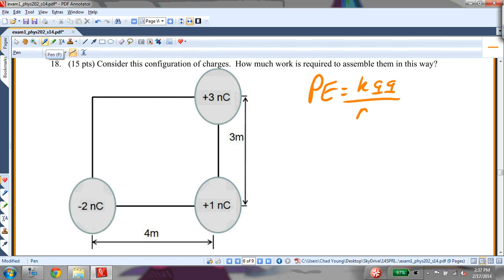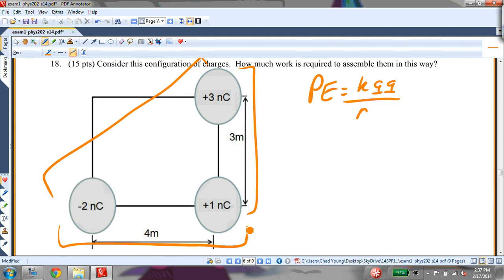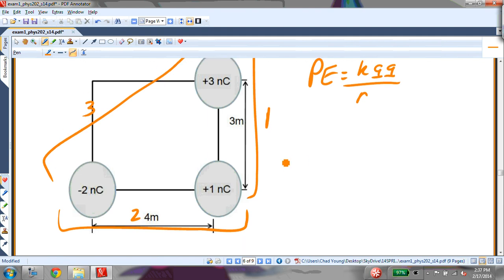We have 3 sets of pairs here. We have this set of charges. There's a potential energy associated with that set of charges. There's also a potential energy associated with that set of charges. And there's potential energy associated with that set of charges. I'll call this set number 1. I'll call this set number 2, and I'll call this set number 3. And now I just want to calculate that potential energy for each set and add them all up. So the potential energy of set number 1 is going to be 9 times 10 to the 9th times 3 nanocoulombs and 1 nanocoulomb.